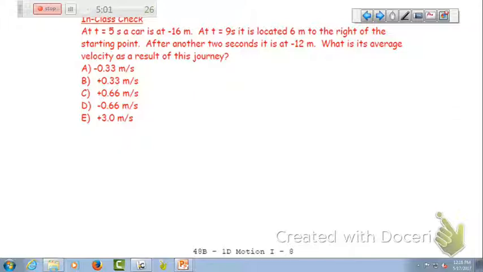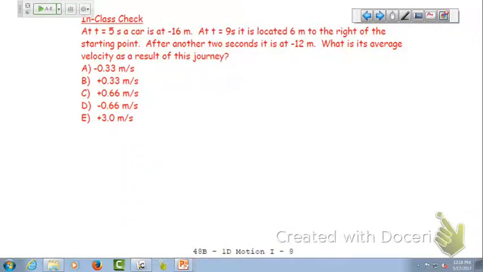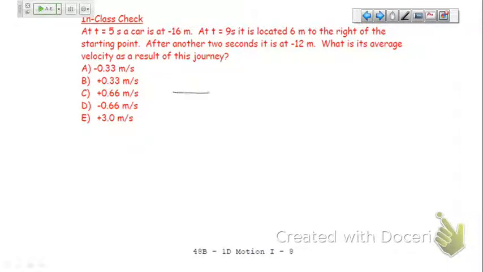So we're back. Let's stop this, and then let's look at our graph. Mainly people saying C. Let's have a look and see where that comes from. So again, we draw ourselves a nice diagram, and we say at t equals 5 seconds, the car is at minus 16. So here's my 0. Here's minus 16, and this is at 5 seconds.